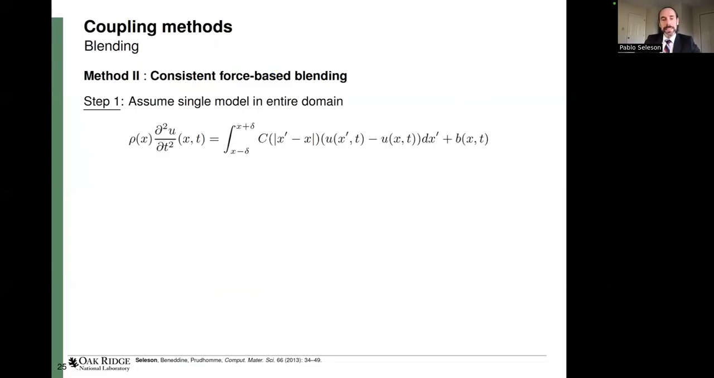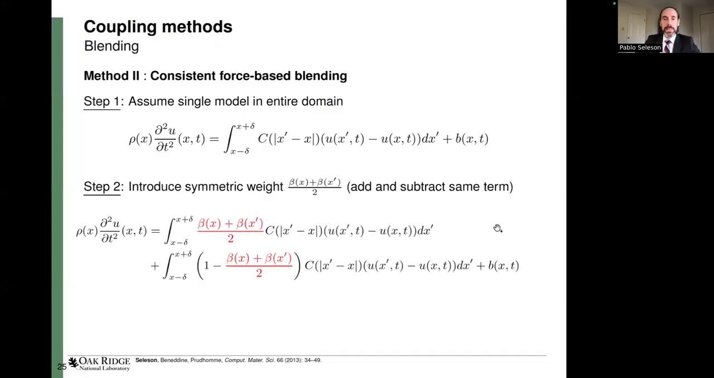So instead of taking two models and enforcing some ad hoc combination of those, we are just going to start with a single equation, which is the non-local peridynamic model everywhere, and we're going to make some assumptions leading to the coupling. So first, we start with the full peridynamic model everywhere, and then we introduce a symmetric weight. So we're going to add and subtract the same term. So now we are retaining the symmetry of the non-local integrand, and then we take the complementary term.